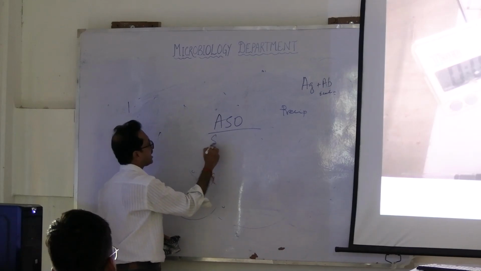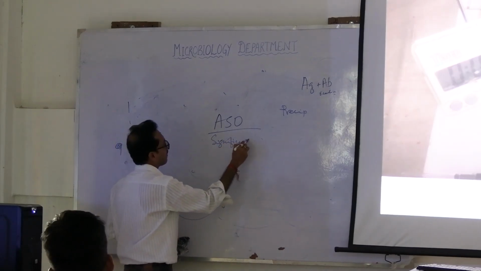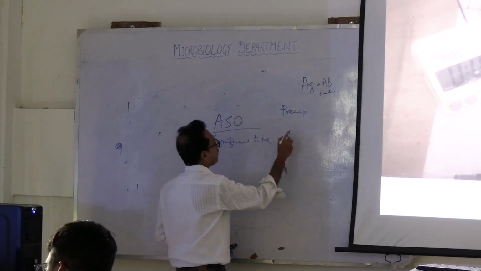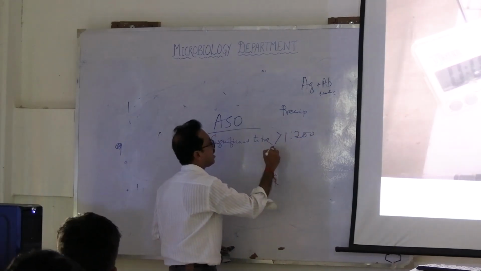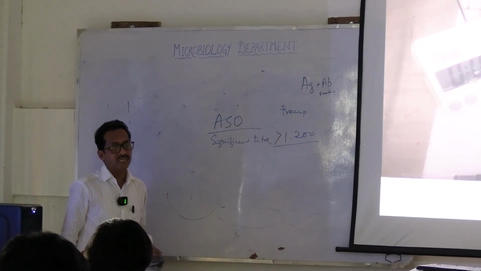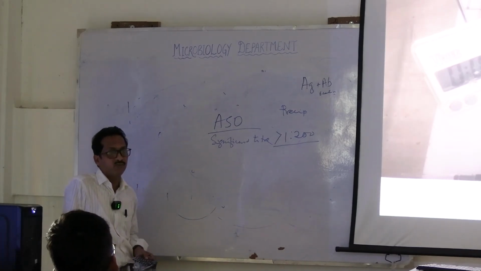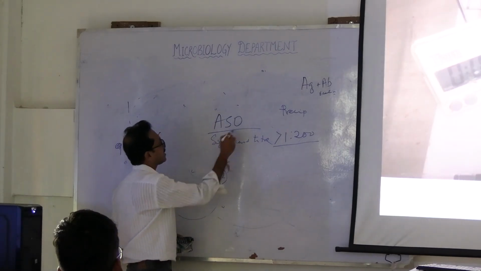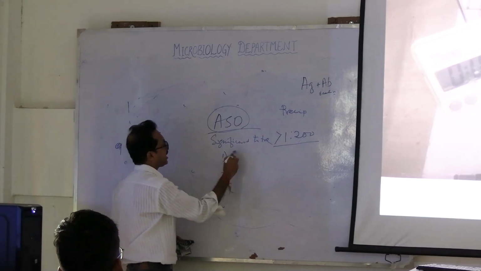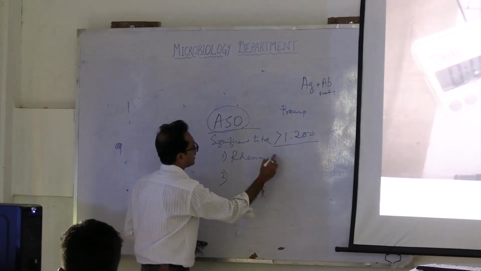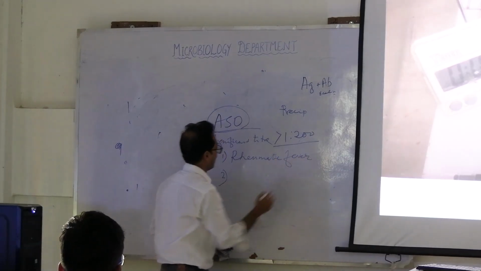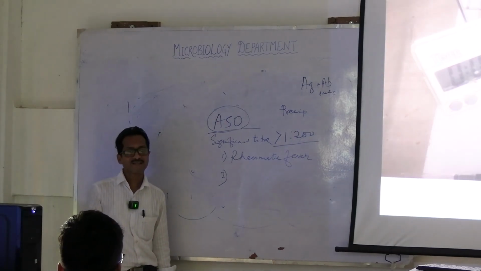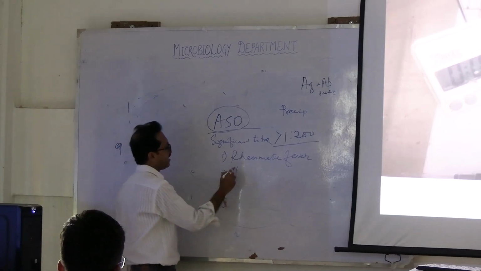What is the significant titer? What is the significant titer in case of ASO? It should be more than 1:200. So the significant titer for ASO is more than 200. Two commonest conditions where we see ASO: one is rheumatic fever or rheumatic heart disease, and second, yes, PSGN is the second.